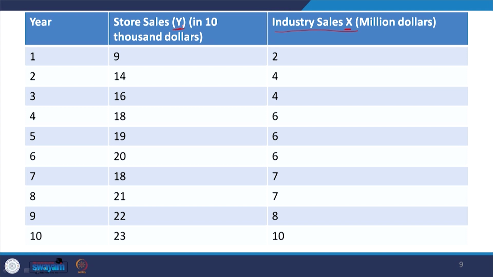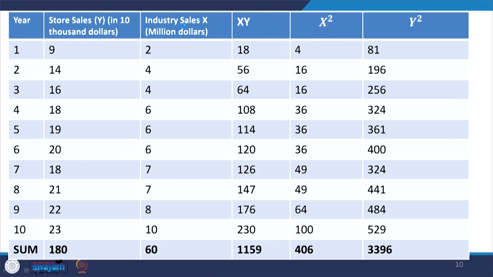Now, to apply our regression analysis on this data, we are going to create a table where we have 3 additional columns. This much is the given data to us, and this is calculated data.